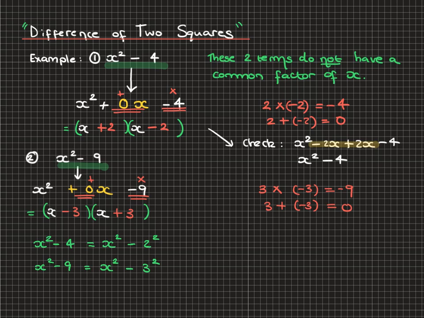So could you factorise the third example? X squared minus 25. Try and do it straight away. What do you think it's going to be? We need an x and an x, and we know that we need the numbers inside the brackets to multiply together to give us negative 25, and we need that cancellation, so yes, it's plus 5 and minus 5.